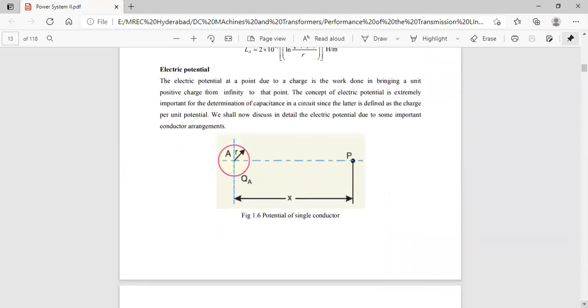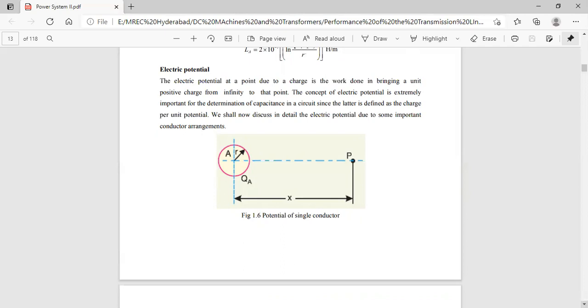Now we have to find out how to find the electric potentials. The electric potential at a point due to a charge is the work done in bringing a unit positive charge from infinity to the point. The concept of electric potential is extremely important for the determination of the capacitance in a circuit, since the latter is defined as the charge per unit potential. We shall now discuss in detail the electric potential due to some important conductor arrangements.